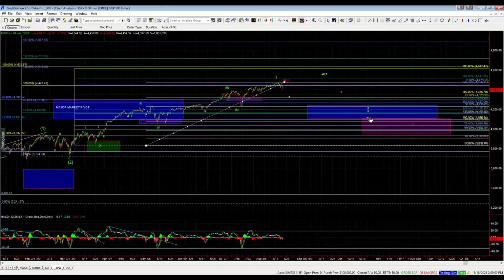We still could move a little bit lower than that and still be technically valid, especially if it happened quickly. But I would prefer to see it hold 42.30 to 41.50. It certainly could be valid below 41.50, as low as 40.95.